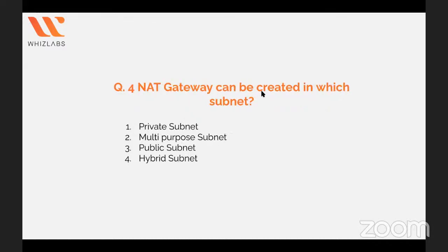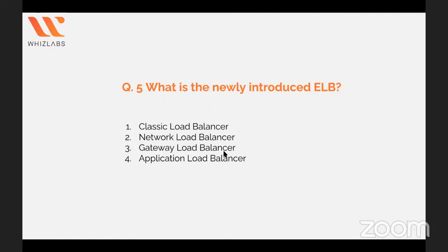And next, NAT gateway can be created in which subnet? NAT gateway is created in a public subnet, and it basically uses the route table of your private one, and it is added. So it is created in a public subnet, and the correct answer is C, or option 3.